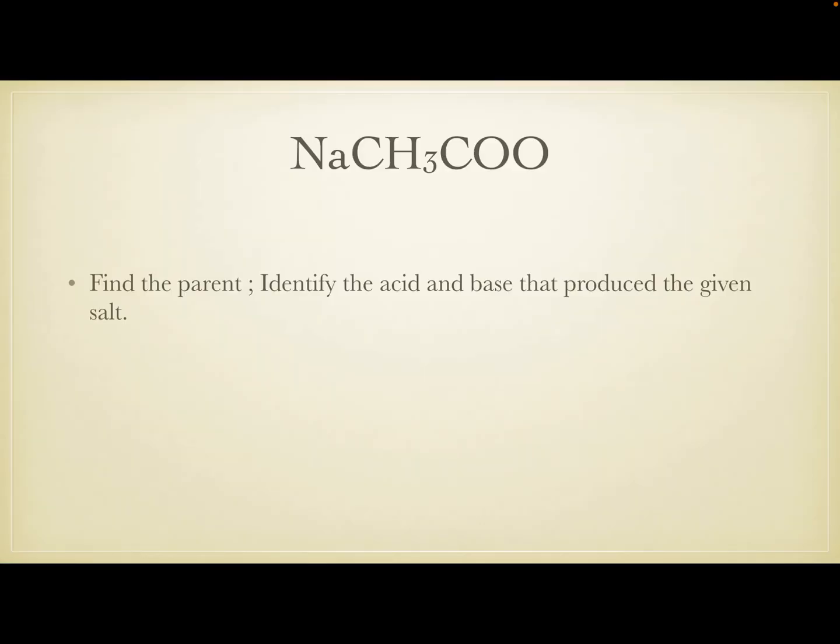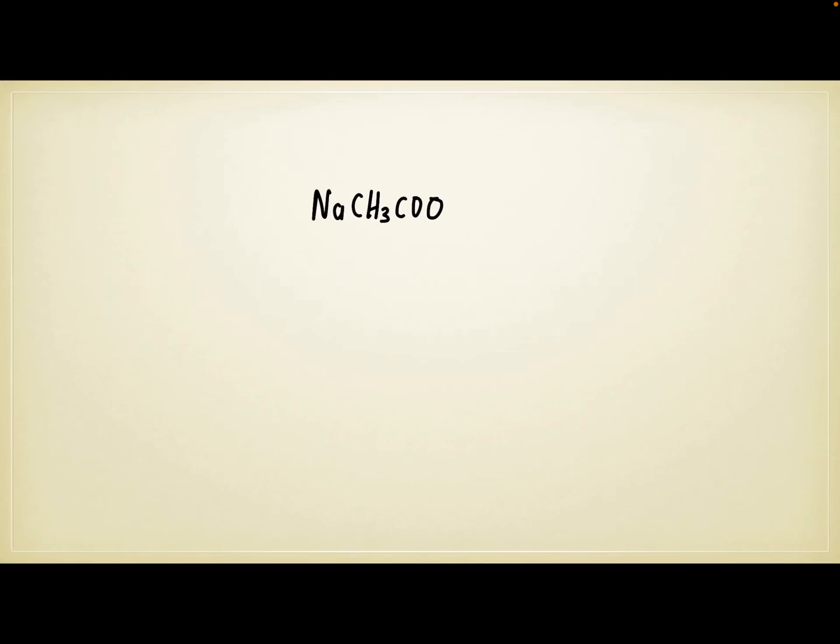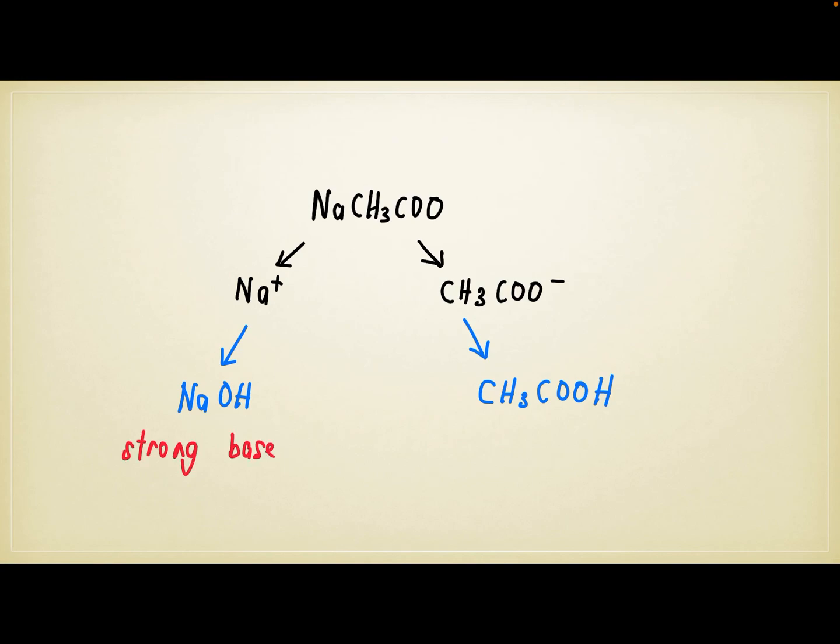Using the same concept, let's explain about basic salt by using the second example. Here we have sodium ethanoate. Again we are going to find the parent. NaCH3COO is made up of Na plus and CH3COO minus. Na plus is a cation, so it comes from a base, therefore the base is NaOH. CH3COO minus is an anion, therefore it comes from an acid, so the acid is CH3COOH. NaOH is a strong base, while CH3COOH is a weak acid.